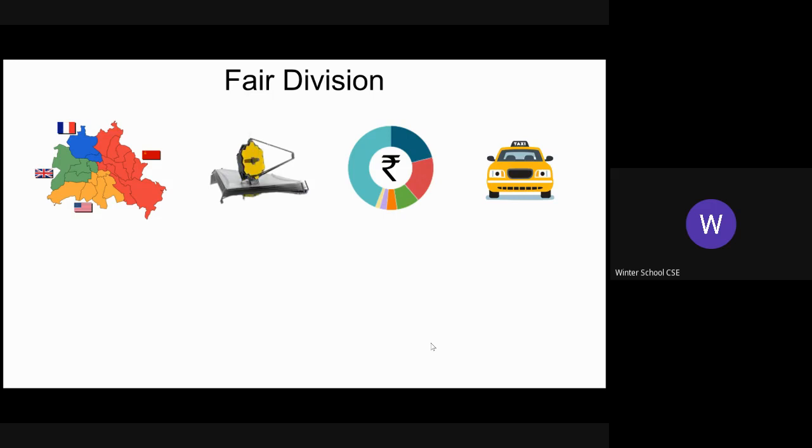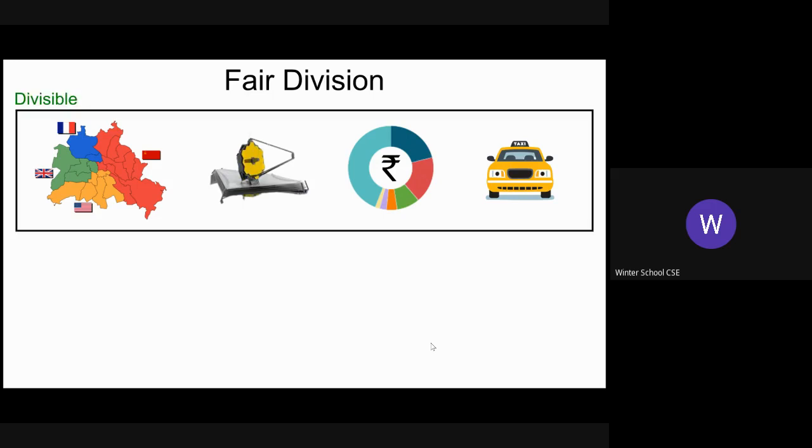Is it based on the distance traveled? Is it based on the time you spend or some other factors? Like what is fair in this case? So all of these examples, they are known as what is called divisible resources, right? So land or time or money. Why? Because we can fractionally allocate these resources, right? We can allocate them in any fractional amount as we want.